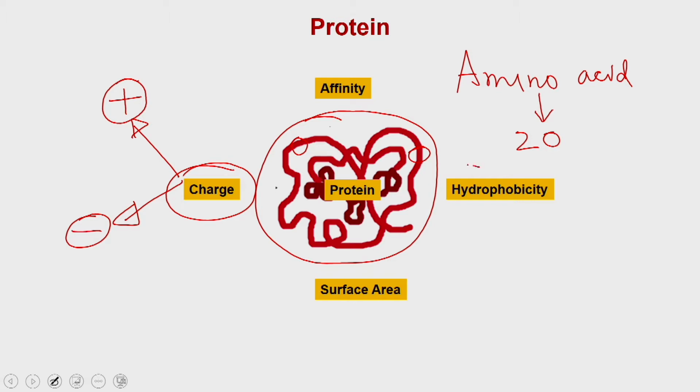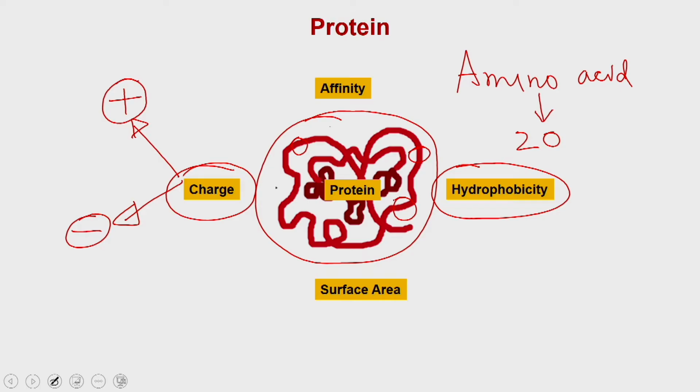The other parameter is hydrophobicity. So, the protein may have hydrophobic as well as non-polar amino acids, and these non-polar or hydrophobic amino acids are mostly present inside the protein, but they can be exploited for chromatography. So, this protein will go and bind to the matrix which contains hydrophobic linkers, and as a result you can purify the proteins.